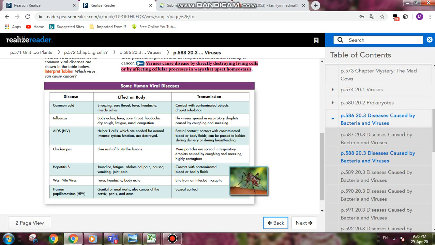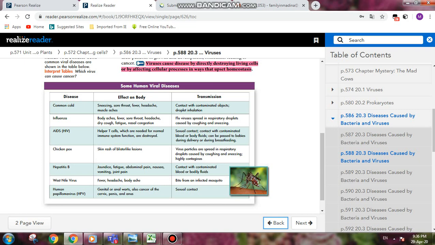What are the effects on the body? Fever, sore throat. Sore throat means you have pain when you are swallowing. You also have headache, cough and fatigue. Okay. How is it transmitted? Through respiratory droplets, like coughing and sneezing.